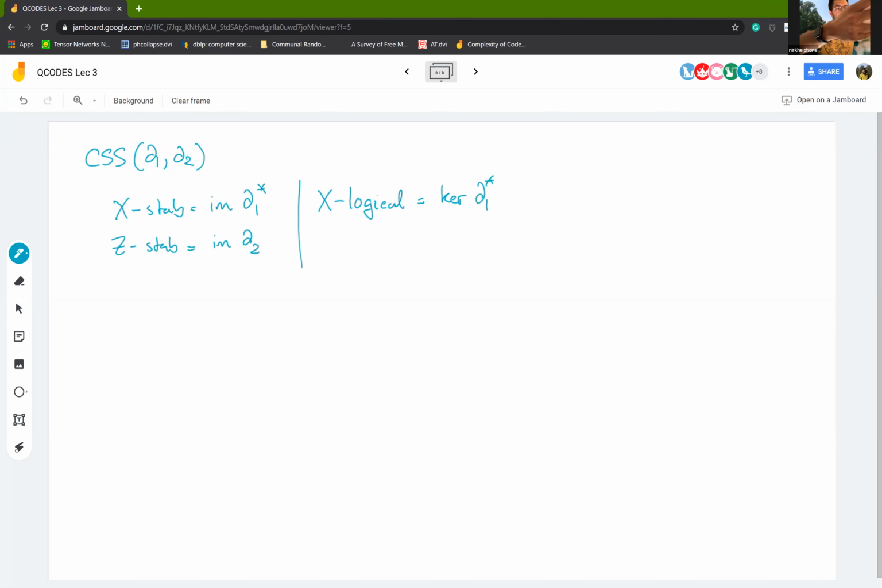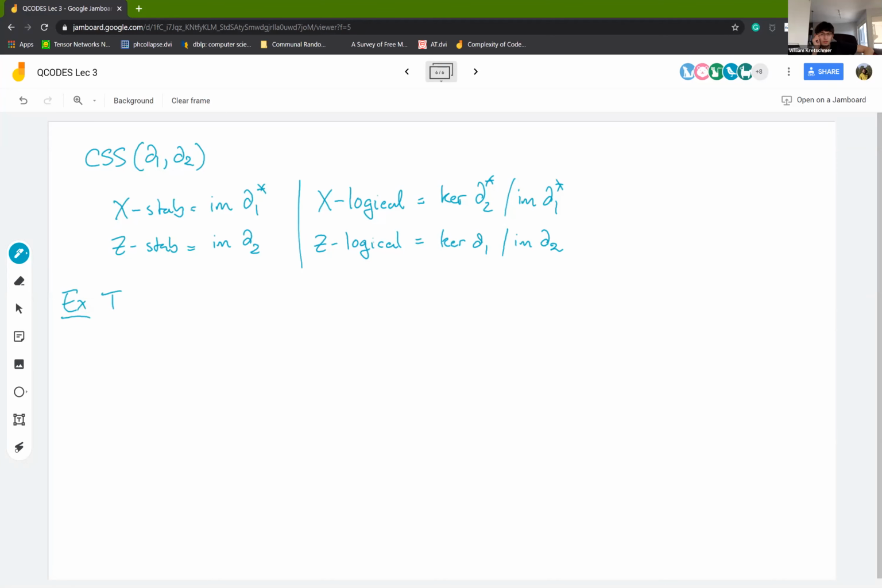before I mess myself up, sorry, kernel of delta 2 perp divided by image of delta 1 perp. And the Z logicals were the kernel of delta 1 modulo the image of delta 2. So at least we were able to say what these things are. Okay. And this has so far been totally algebraic, and I think if I hadn't seen this before, I would be totally lost. So let's go back to our favorite example to kind of see this.